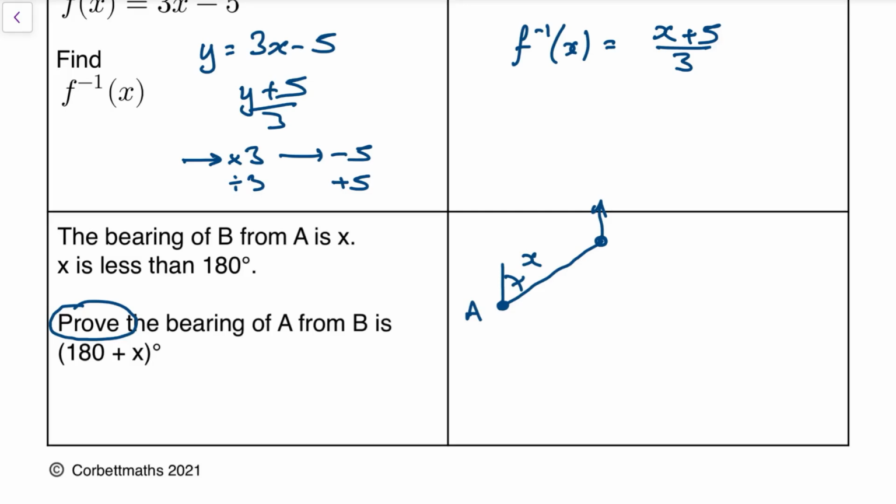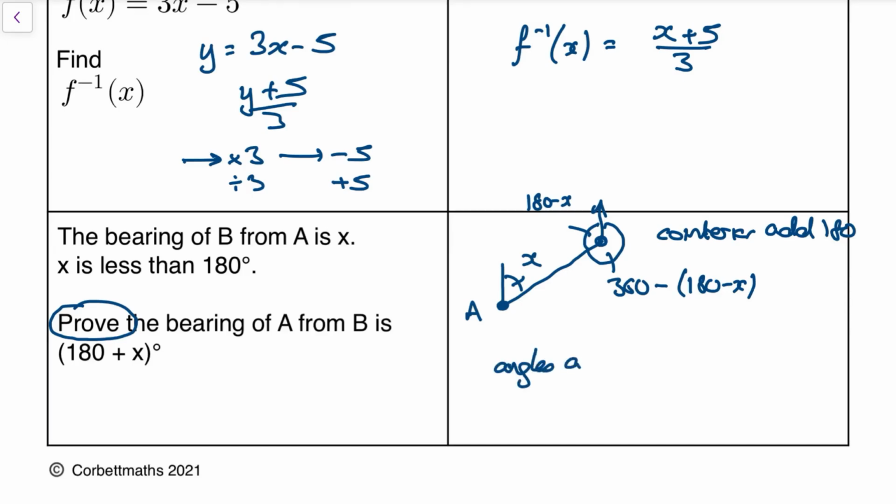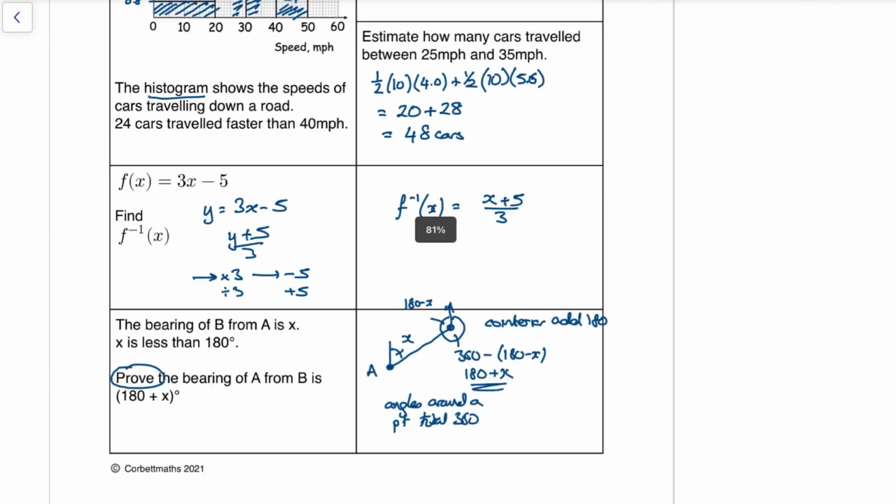So I am going to say that this angle here is 180 minus x because it is co-interior and they add to 180. Then I'm going to argue that this angle here is 360 minus 180 minus x, because angles around a point total 360. Now 360 minus 180 is 180, minus x is plus x, and I've proven the thing I need to prove. Not a terrible question, but one you need to be very careful to write the right things down.